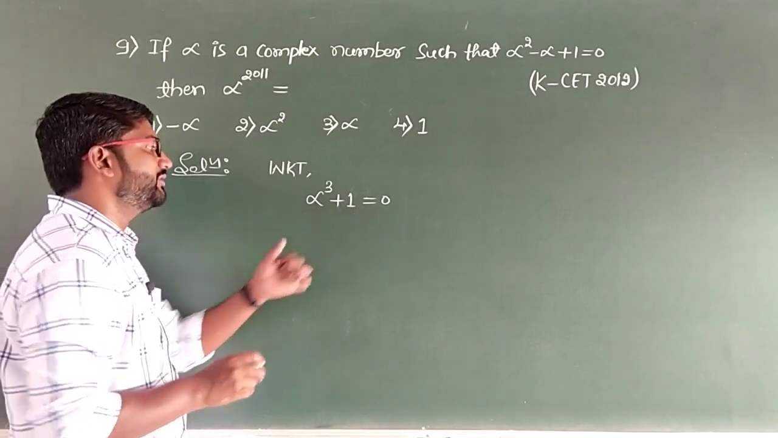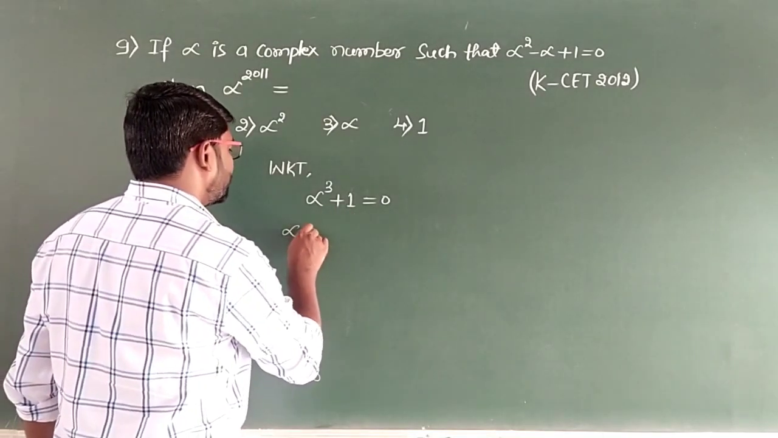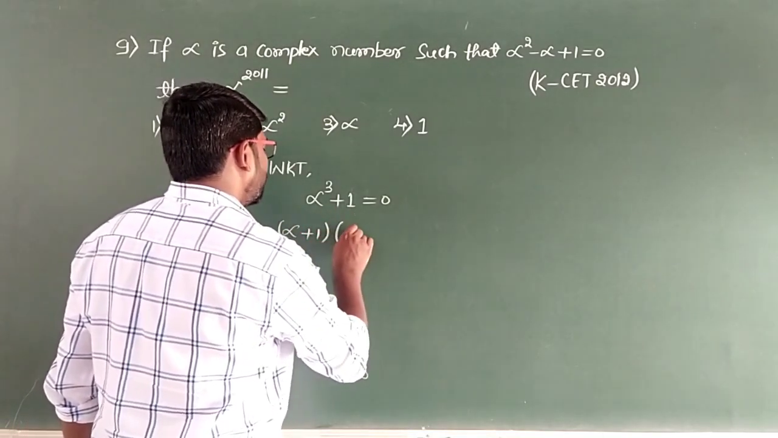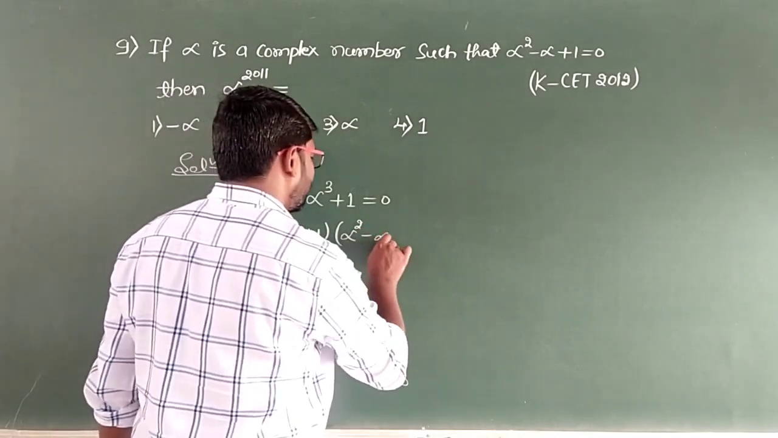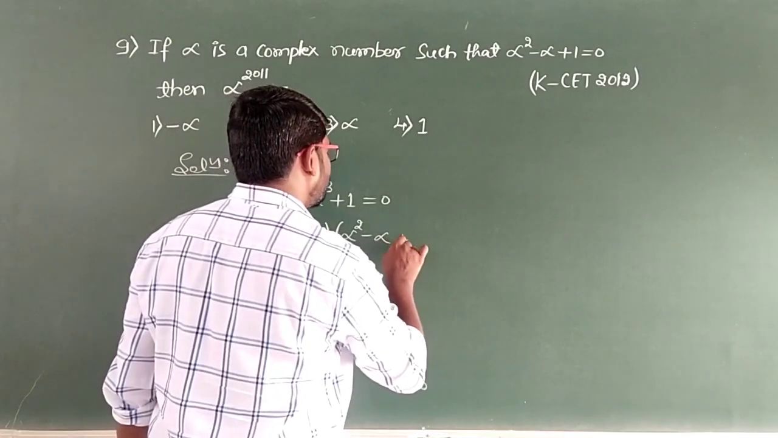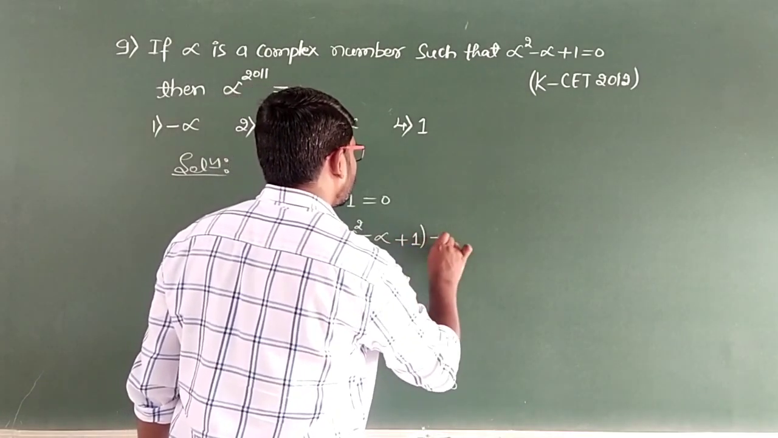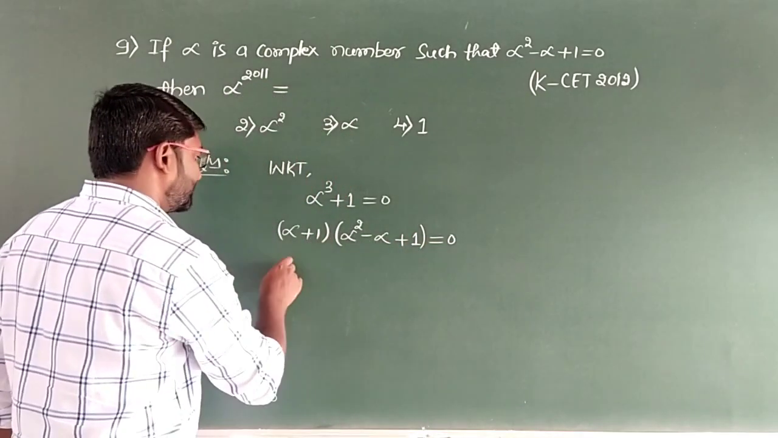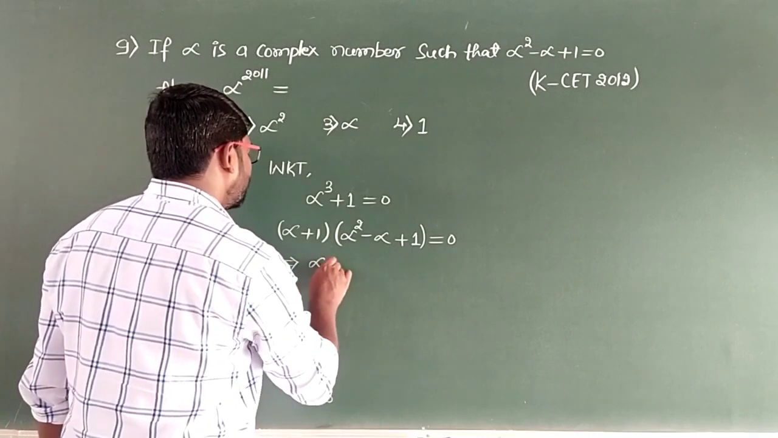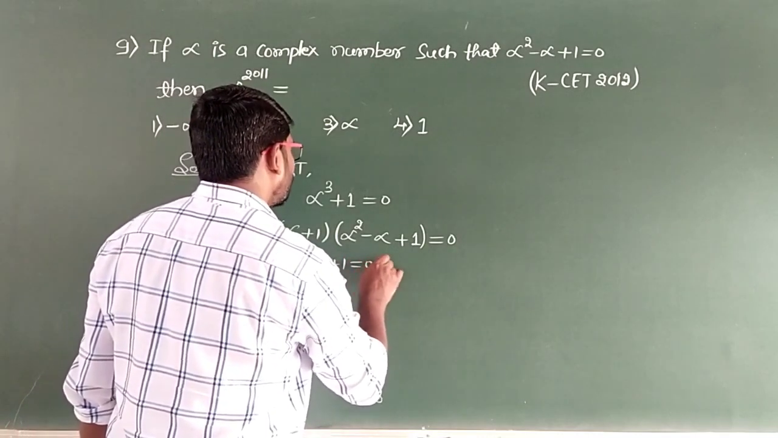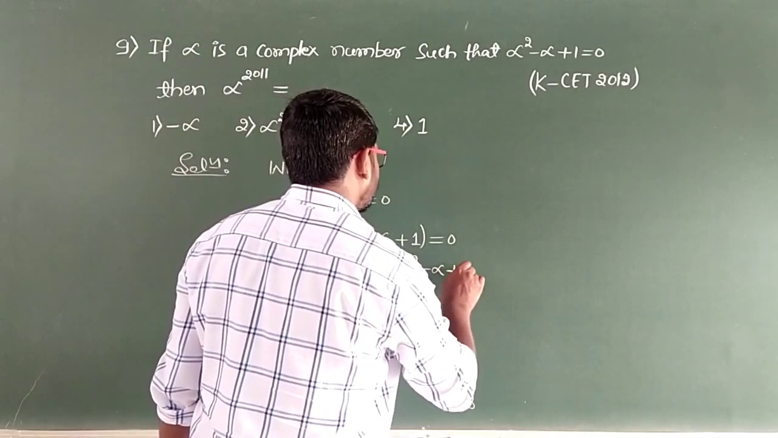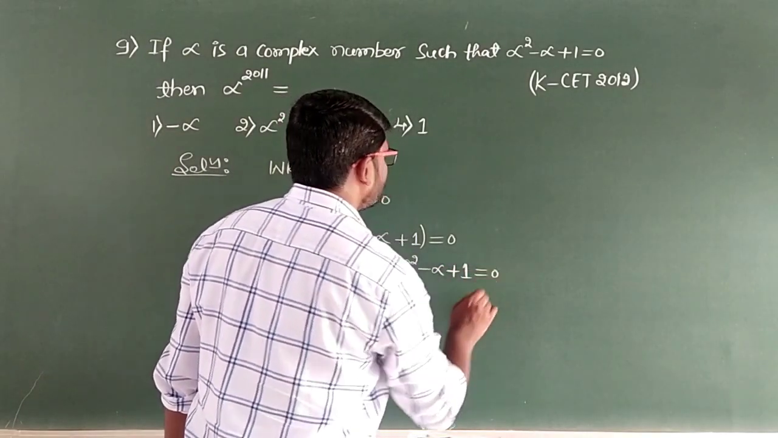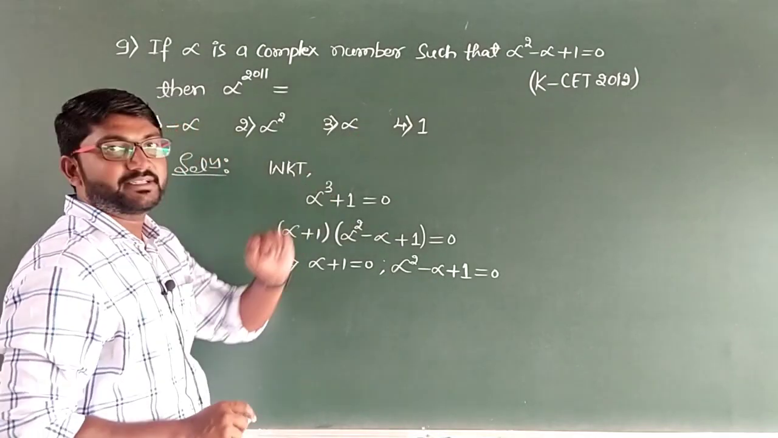A cube plus b cube will be a plus b, that is alpha plus 1, into a square, that is alpha square, minus ab, which is alpha into 1, that is alpha, plus b square, 1 square, which is 1, equal to 0. So from this, alpha plus 1 equal to 0, and we get alpha square minus alpha plus 1 equal to 0. So we get the second condition now.